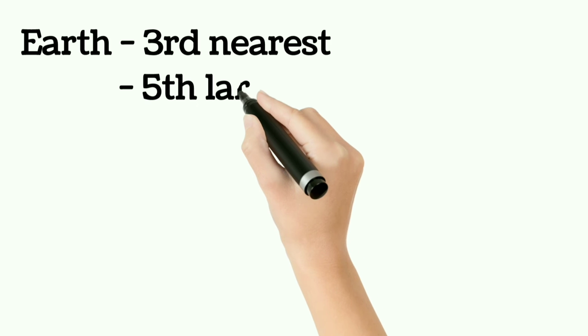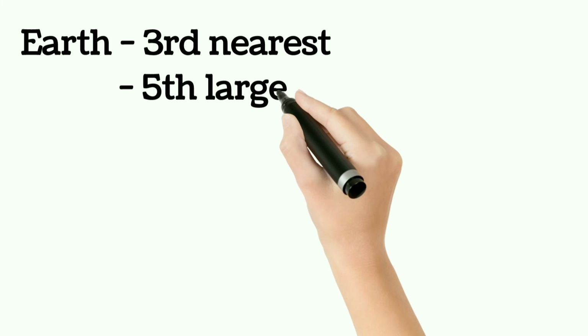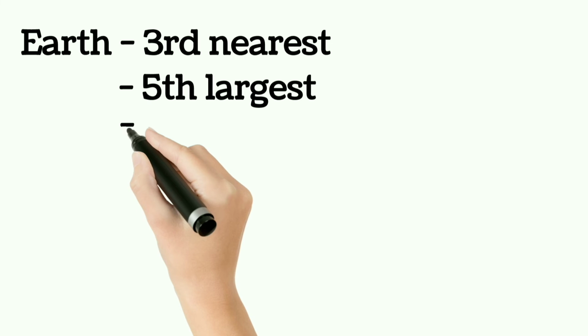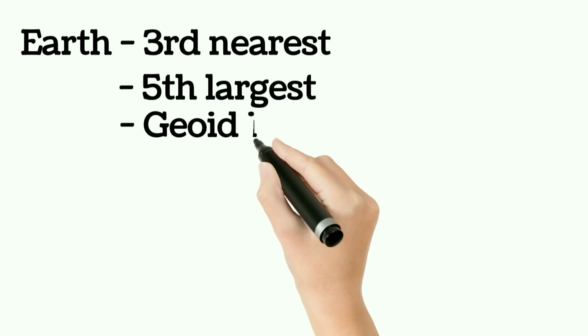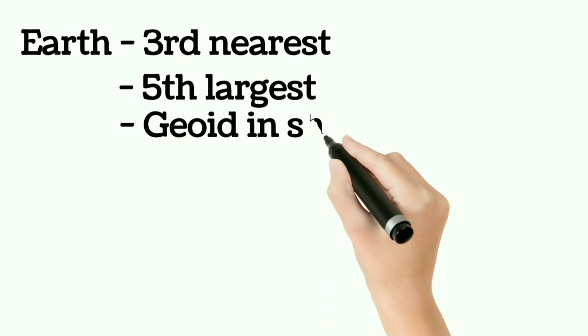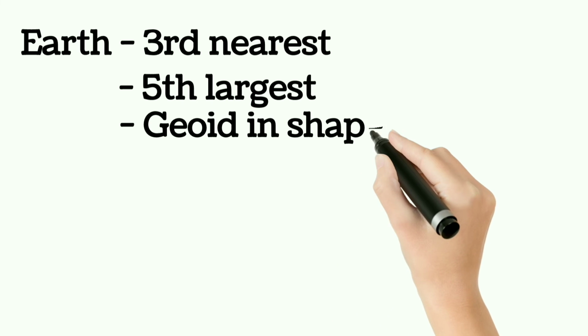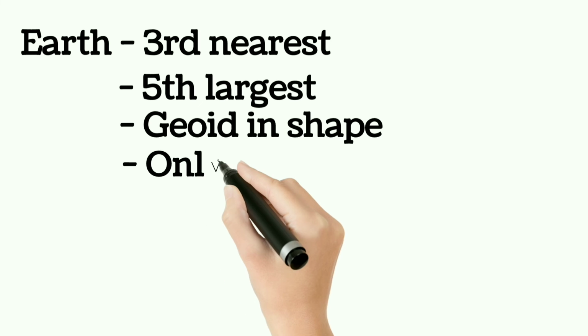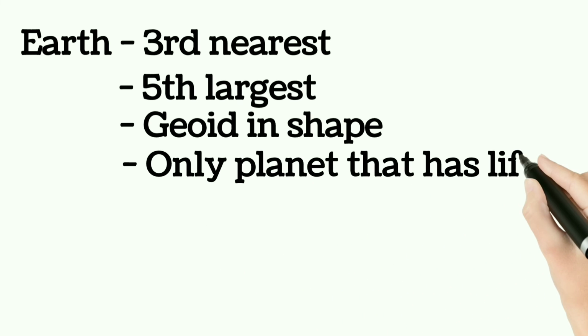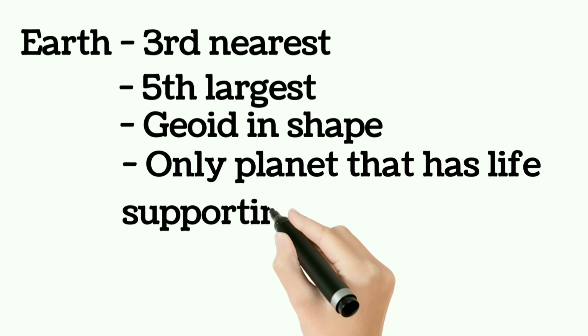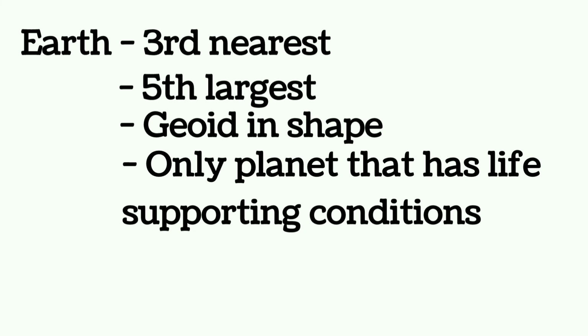Earth is the third nearest planet to the sun, and in terms of size it is the fifth largest planet, and its shape is geoid. That is, it is slightly flattened at the poles. Earth has some favorable conditions to support life, like it is not too cold, not too hot. It has a balanced climate, and it has water, air and life supporting gases like oxygen. All these reasons make Earth a unique planet in the solar system.